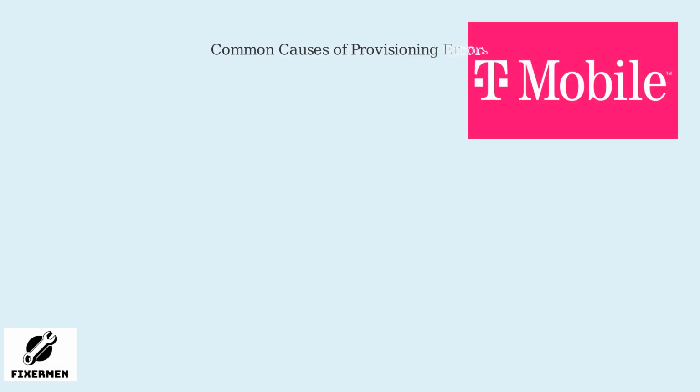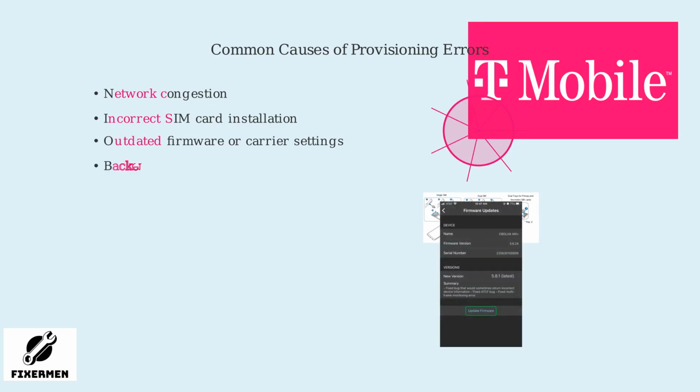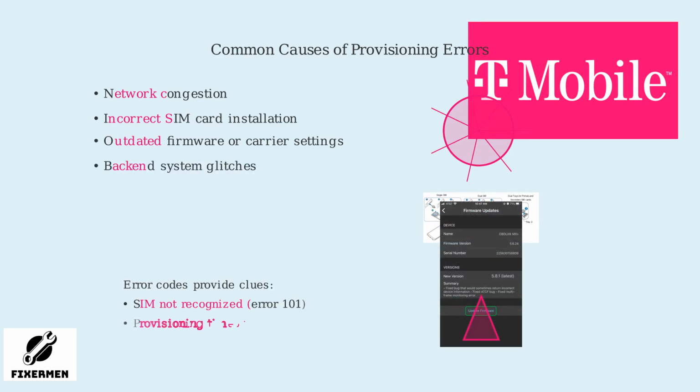Several factors can lead to SIM provisioning errors. These include network congestion, especially during events that cause a surge in network traffic, incorrect SIM card installation for physical SIMs, outdated device firmware or carrier settings, and glitches in T-Mobile's backend systems. Identifying the potential cause is the first step towards finding a solution. Error codes like SIM not recognized, error 101, or provisioning timeout, error 55, can provide clues.